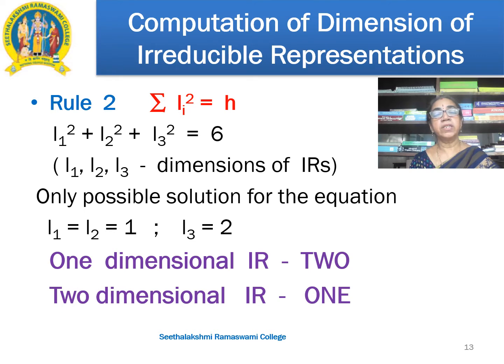On solving this equation, the values of L1 and L2 are obtained as 1 and the value of L3 as 2. So, it can be concluded that out of the three irreducible representations, two representations are one dimensional and one representation is two dimensional. That is, we have three representations. Since the dimensions of the two IRs are evaluated as 1, two are one dimensional and one is two dimensional.